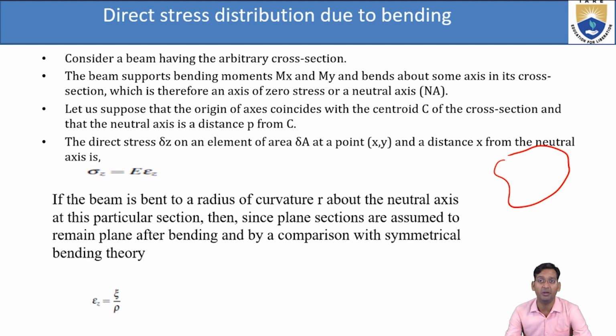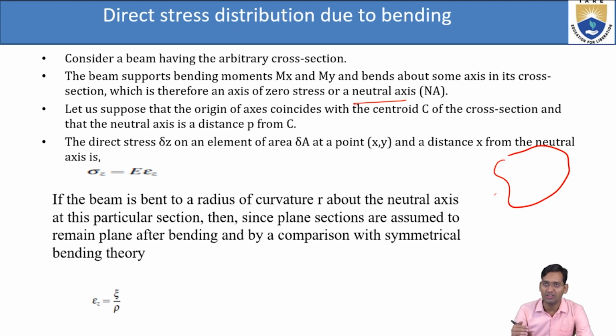The beam supports bending moments Mx and My and is bent about some axis in its cross section, which is therefore known as the axis of zero stress, or neutral axis. Earlier also we had seen that along the neutral axis zero stress is there. That's why the neutral plane remains neutral, before or after applying the bending moment or forces. So one axis is called the neutral axis. Let us suppose that the origin of axes coincides with the centroid C.